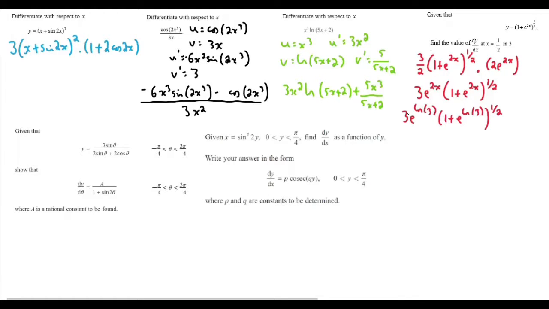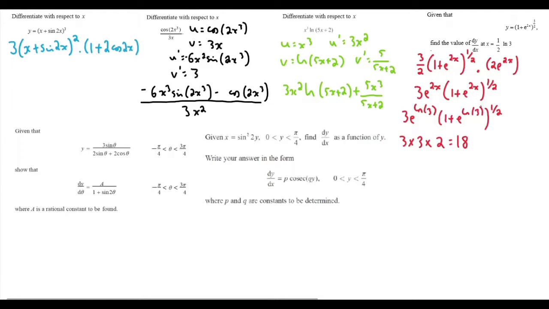So here you would have 3 times by 3. And then here in the brackets, e to the ln 3 is just the same as 3. 1 plus 3 is 4. To the power of a half is the same as square rooting. So the square root of 4, we'll just say is 2. Therefore, it will be 3 times 3 is 9, times 2 is 18.